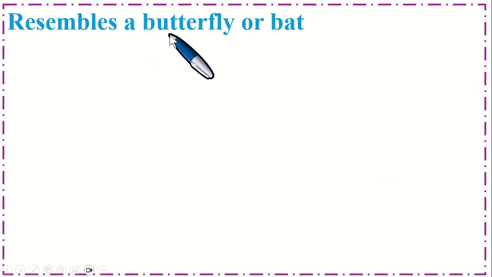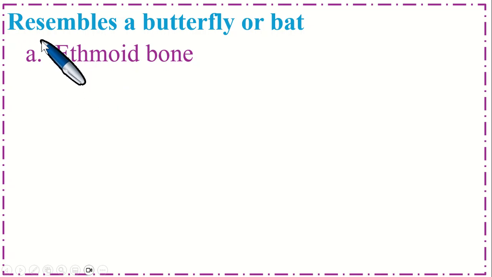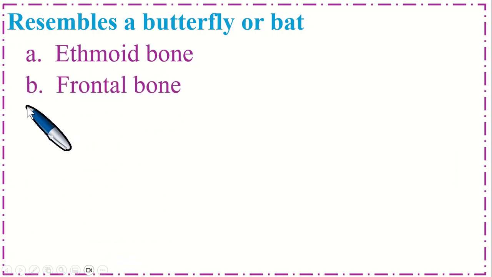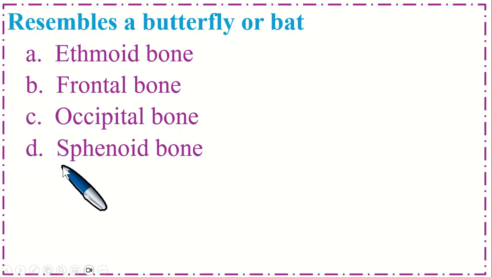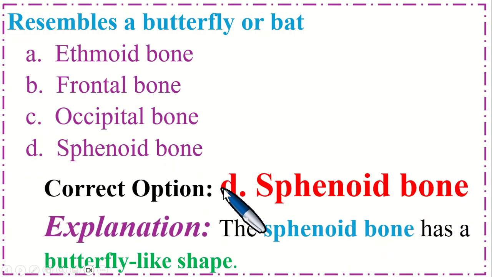Resembles a butterfly or bat: option A, ethmoid bone; B, frontal bone; C, occipital bone; and option D, sphenoid bone. So the correct option is D, sphenoid bone. The sphenoid bone has a butterfly-like shape.